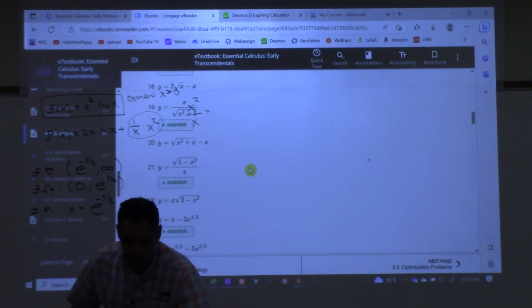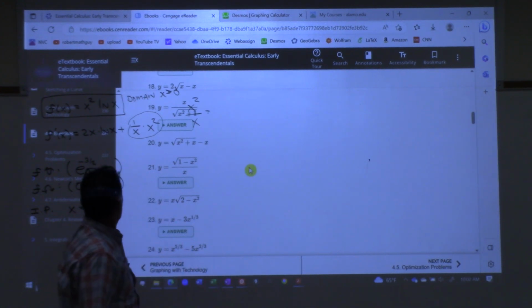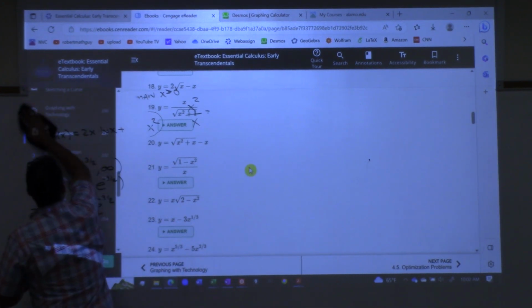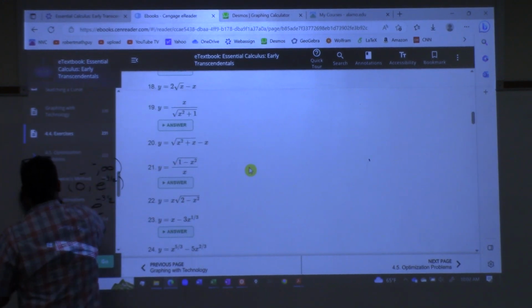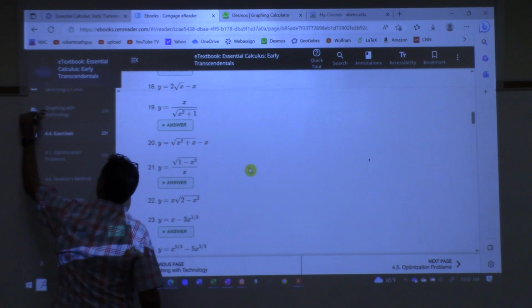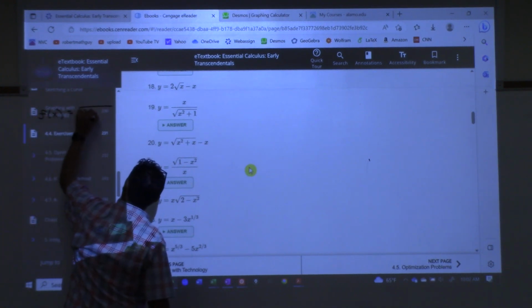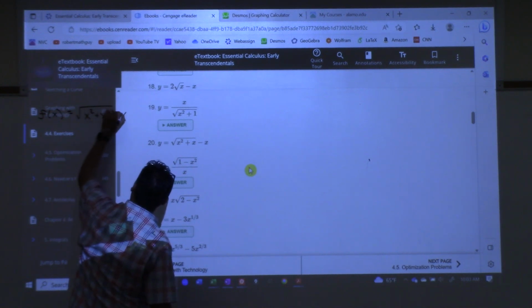All right, we're going to do number 20 here. So I'm going to call it f of x instead of y. f of x equals square root of x squared plus x, minus x.